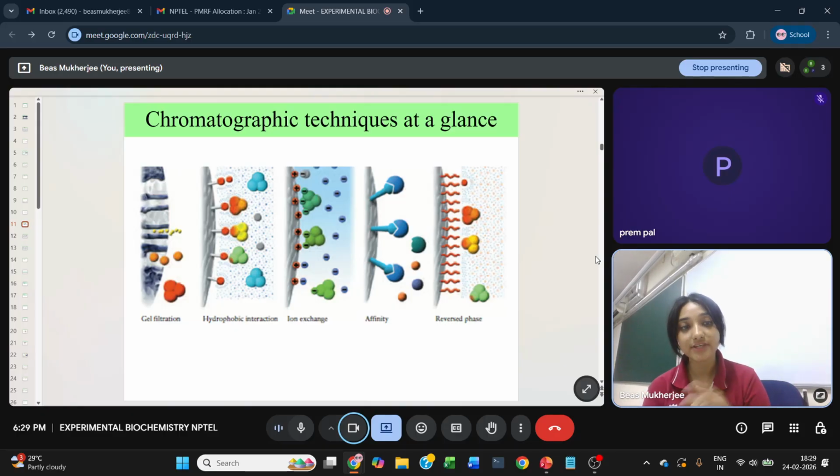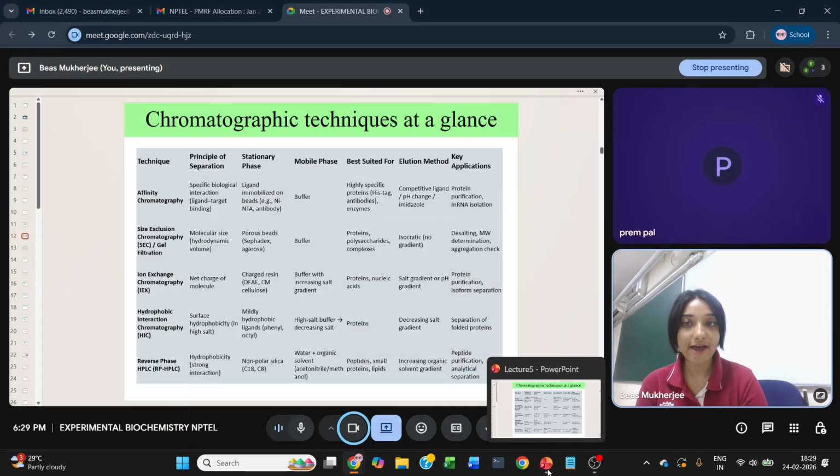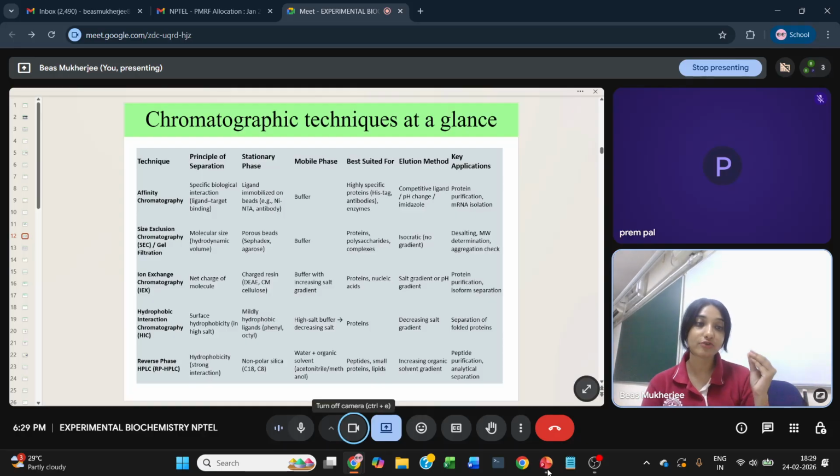Then there is reverse phase. So what is reverse phase? Using the property of polarity, we ensure that one particular analyte binds to the stationary phase under one condition and detaches from the stationary phase under a different buffer condition. We'll talk about all of these in detail. Okay, so we have the different types of chromatography techniques at a glance.